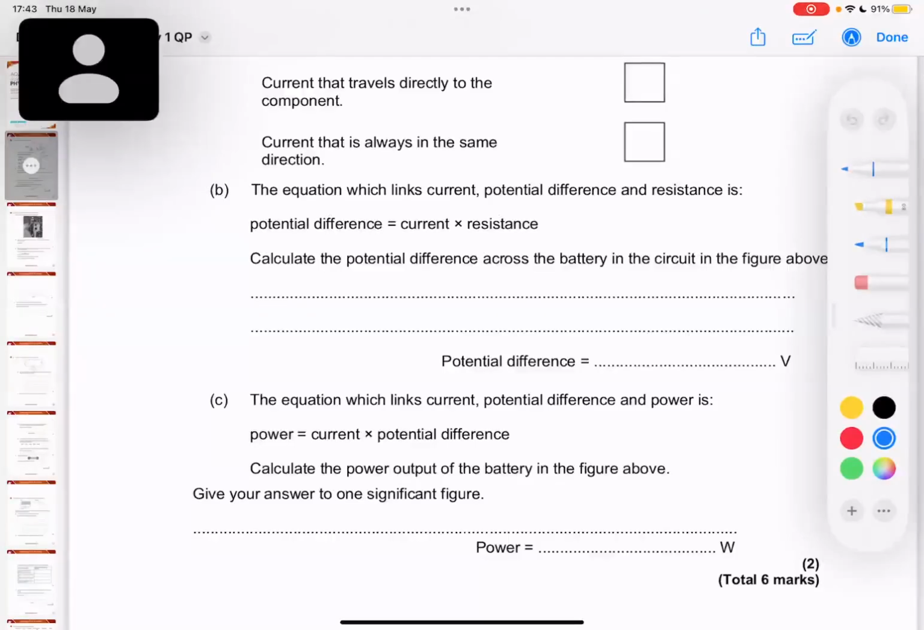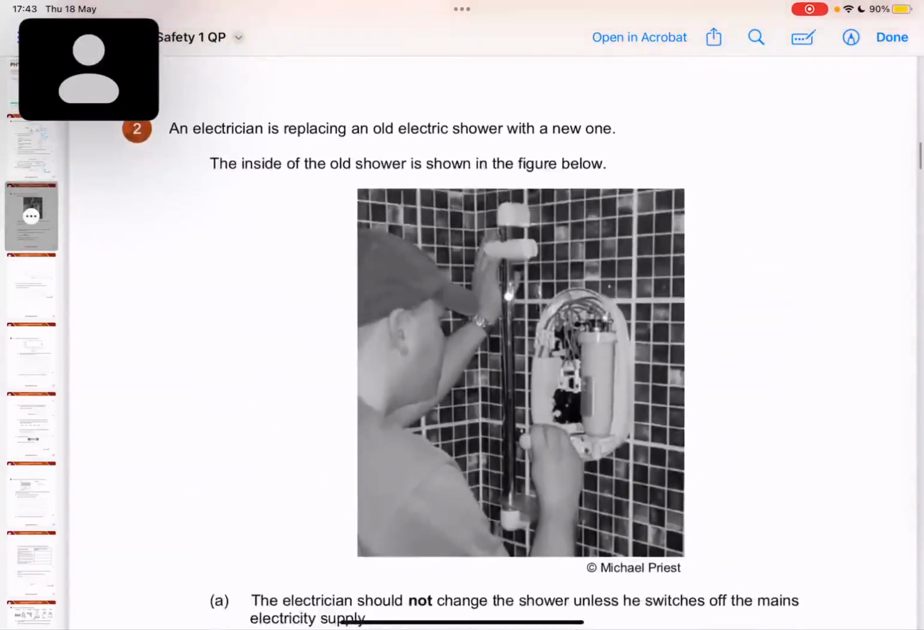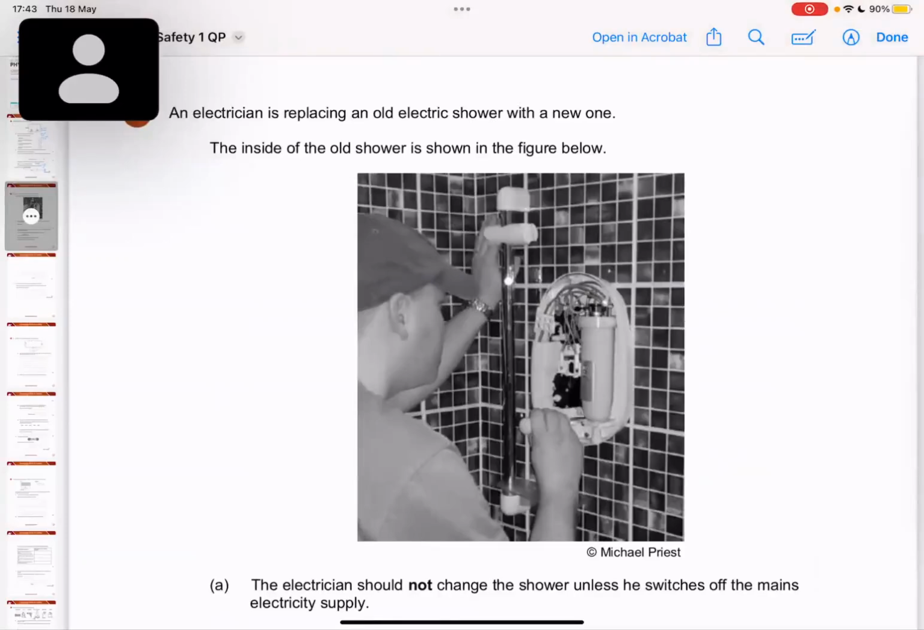What do we think? So they've said P is I times V. You know V, you've just calculated it here. You know I, they've given it to you in the question. So it's going to be 0.4 times 12. And that's going to be 4.8. Just remember it's one significant figure, so you're going to round that to 5. They've given you the units already, and the units for power are watts. So 5 watts. Okay. Is that what you guys were thinking as well? Yeah. Okay, good. Amazing.